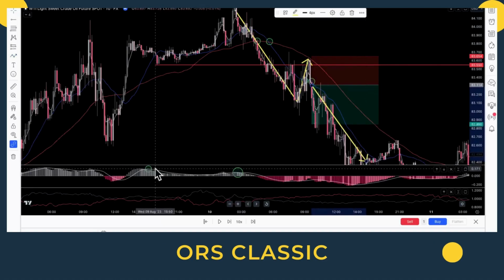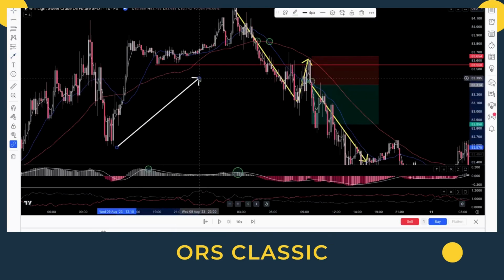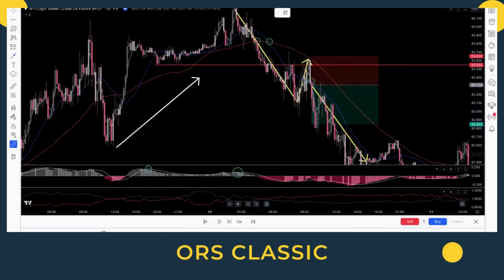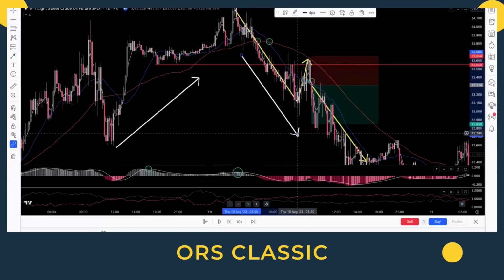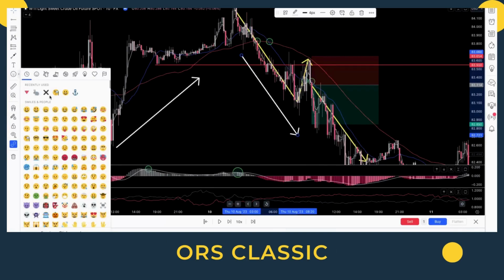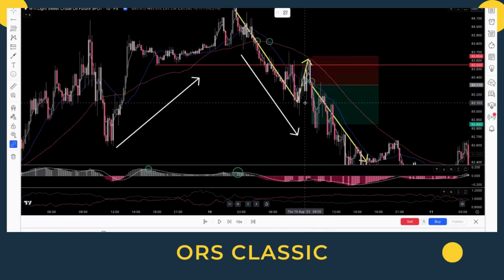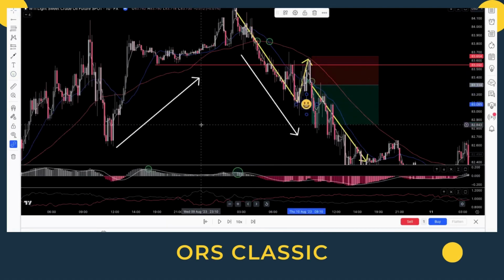All right, so price was trending in this direction. It was trending up, then reversing, and the optimal reversal happened right here. And I'm going to find another example for the opposite trend.